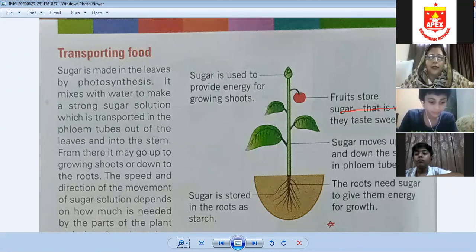You can see the diagram in your book. It is given in your book. So the solution is made.